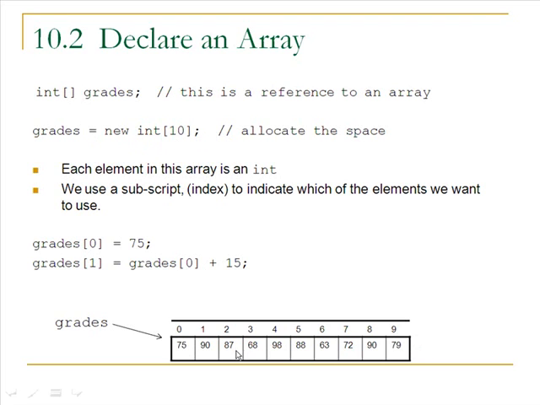So each element in the array is an int variable, and we need a way to distinguish between the first one and the second one. So we use a subscript or an index into the array. So grades sub 0 gets 75, means a 75 goes in this spot. Each of these elements can be used as if they were any other int variable. So grades sub 0 is an int variable. It's that one there. Plus 15 means that a 90 will be going into grades sub 1. So we have as many int variables as we want in the array, as many as we need to allocate.